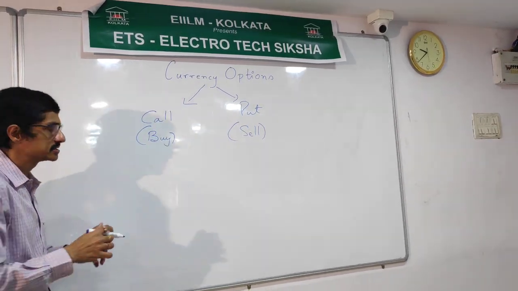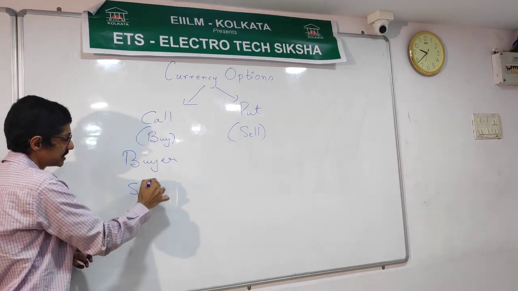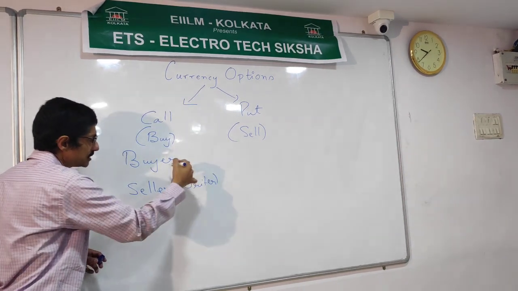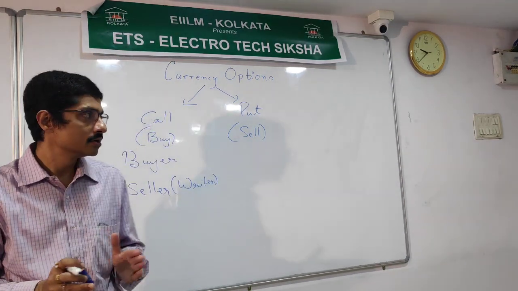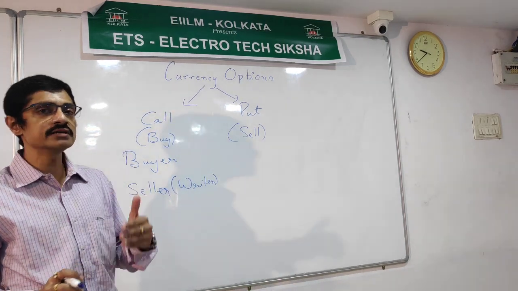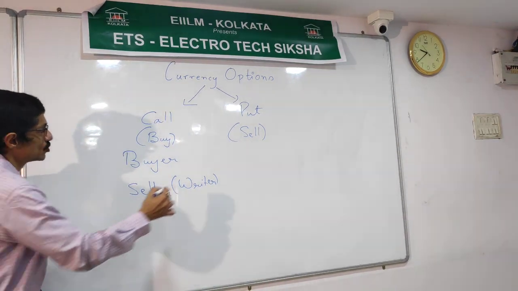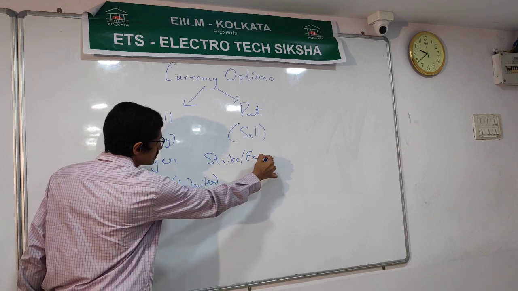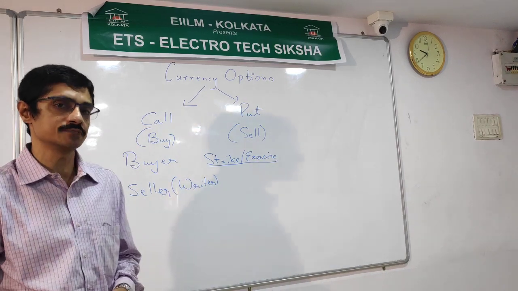There will be two parties, a buyer and a seller. The seller is also known as the writer of the option. Under this, the buyer agrees to buy something from the seller at an agreed price at an agreed time. The price at which the buyer is agreeing to buy from the seller is known as the strike price or the exercise price, and the price that is currently going on in the market is known as the spot price.